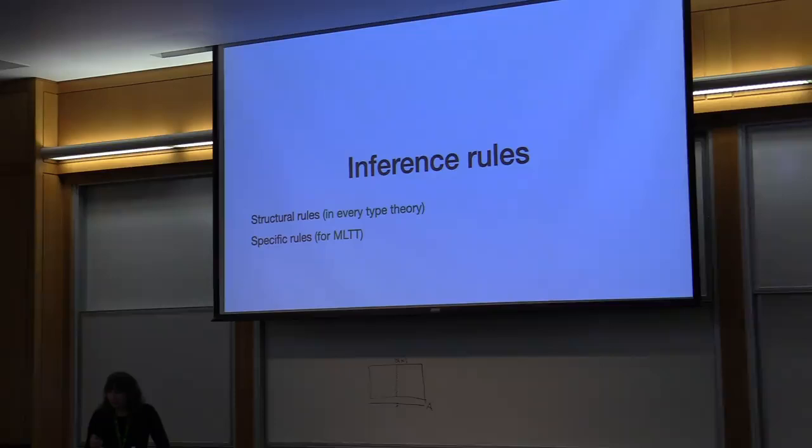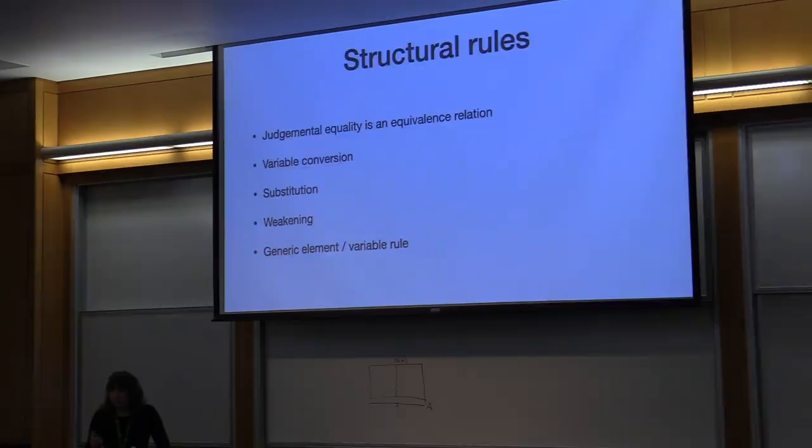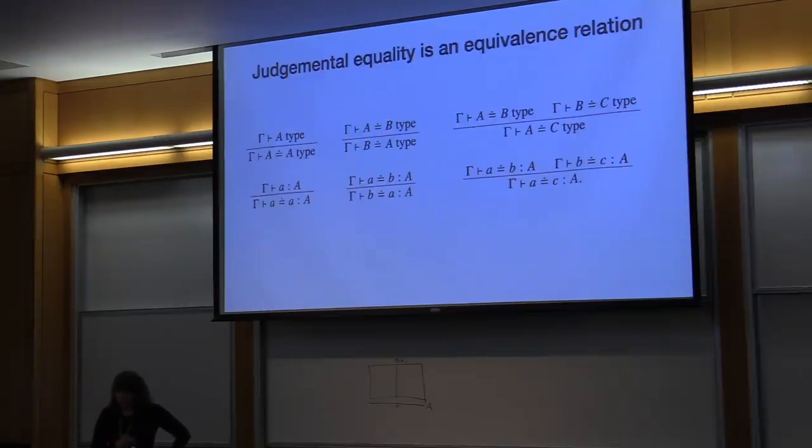All right, so let's look at the structural rules. There are the following 5 categories. The first one is that judgmental equality is an equivalence relation. Then we'll have something called variable conversion, substitution and weakening, which you already know from Brigitte, but we will see it again anyway. And then the generic element or the variable rule. I don't remember if Brigitte did it, but it's for sure an important thing. All right, so first, judgmental equality is an equivalence relation.